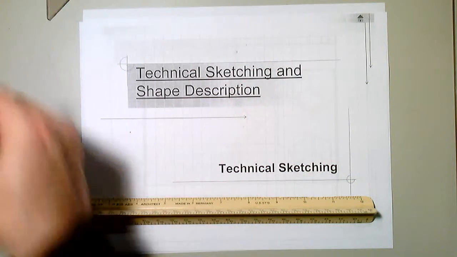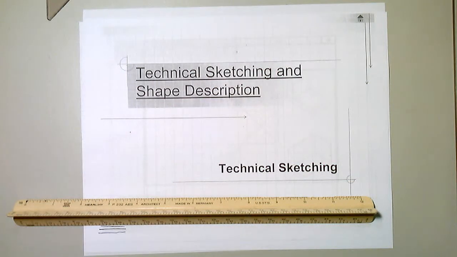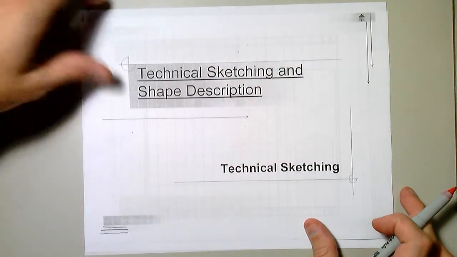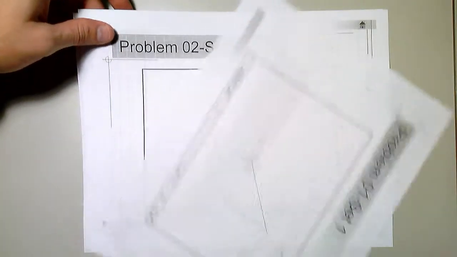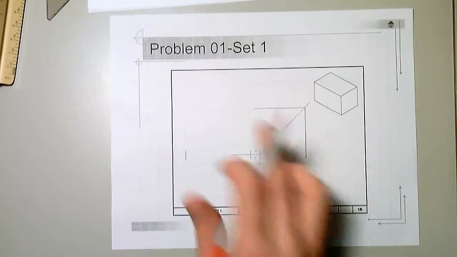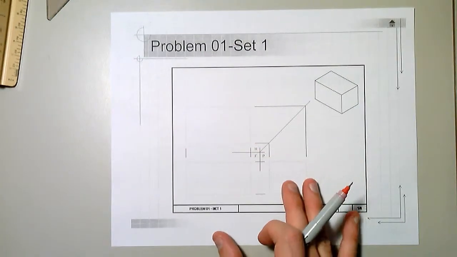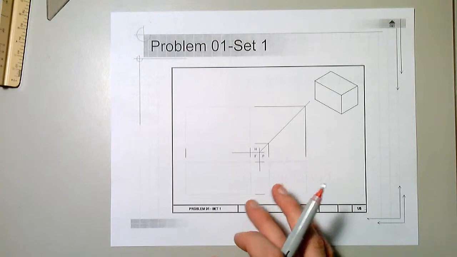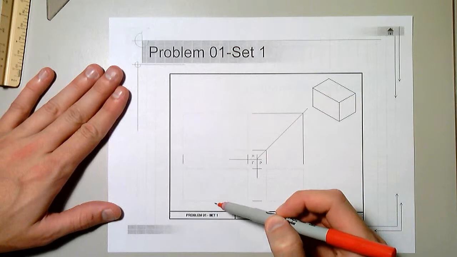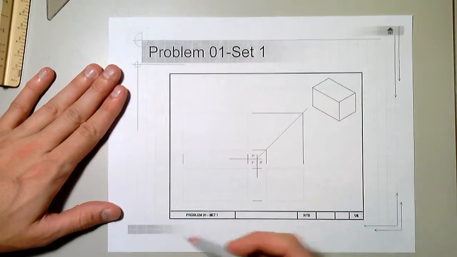Okay, so today I want to begin with the packet that I gave you that goes in with Module 3 regarding technical sketching and shape description, which is basically what we were talking about with multi-view. So we're going to work through each one of these problems from the first set, because before you go on to assignment 3 in this module, I really want to make sure we understand what we're drawing when we have our front, top, and side views.